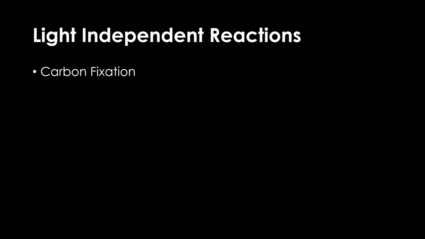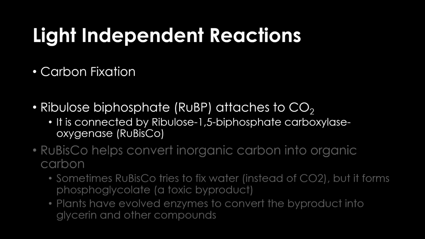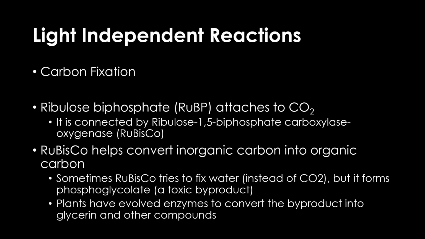The first step of the process is carbon fixation. Carbon dioxide enters the cell from the stomata, and then ribulose bisphosphate, RUBP, attaches to the carbon dioxide. Then, ribulose 1,5-bisphosphate carboxylase oxygenase, also referred to as Rubisco, helps the attachment and ensures the connection between RUBP and CO2. Rubisco helps convert the inorganic carbon, the carbon dioxide, into organic carbon.